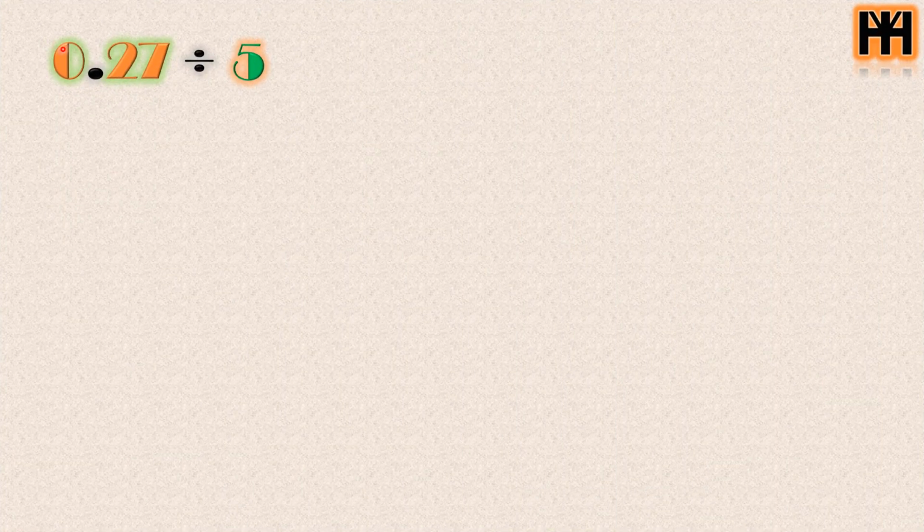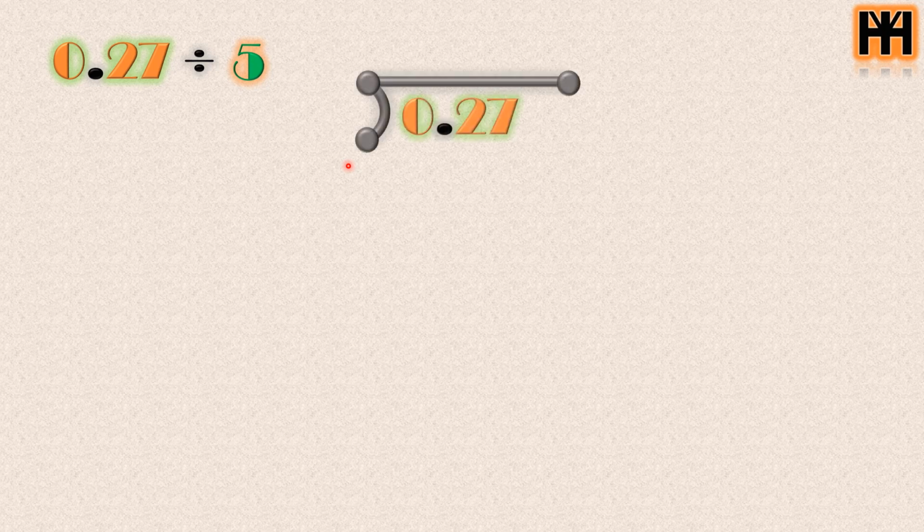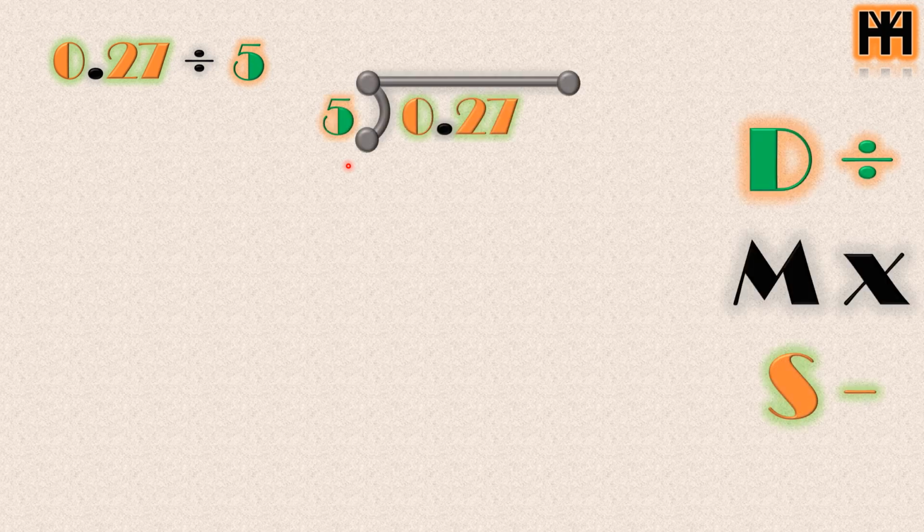Okay, now we have 0.27 divide 5. So 0.27 will be here and the 5 will be here. And remember our steps: divide, multiply, subtract, and repeat. Starting with divide. 0 divide 5, or how many 5's is in the 0, can't be, because 5 is greater than 0. So you'll have to put 0 here, and remember that putting the 0 here is very important, and you will know why at the end of this division.